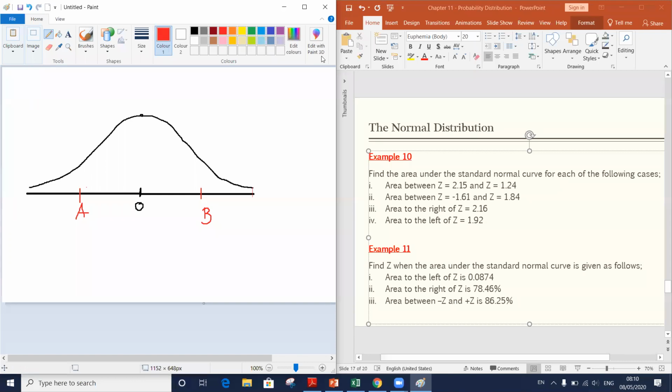Area to the right of z is 78.46%. Right. If I consider B, what happens? I'm going to consider B. What will happen then? Area to the right of z talks about this area.